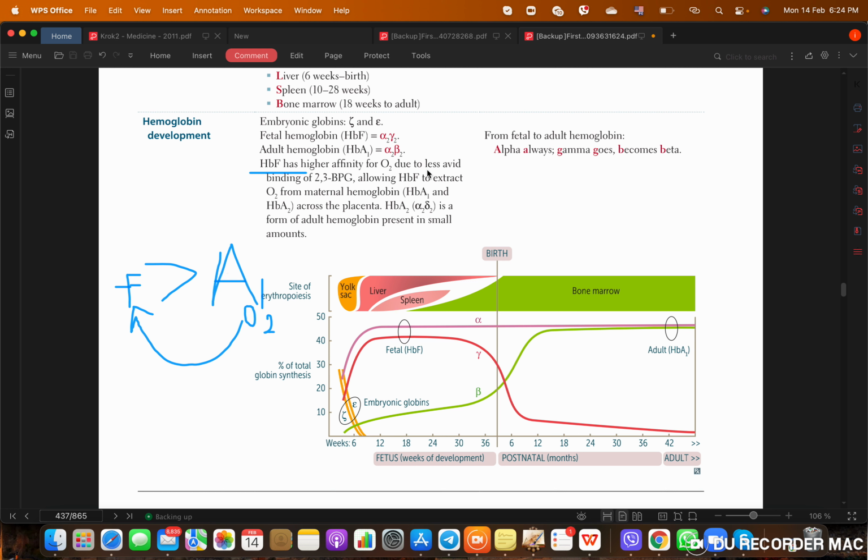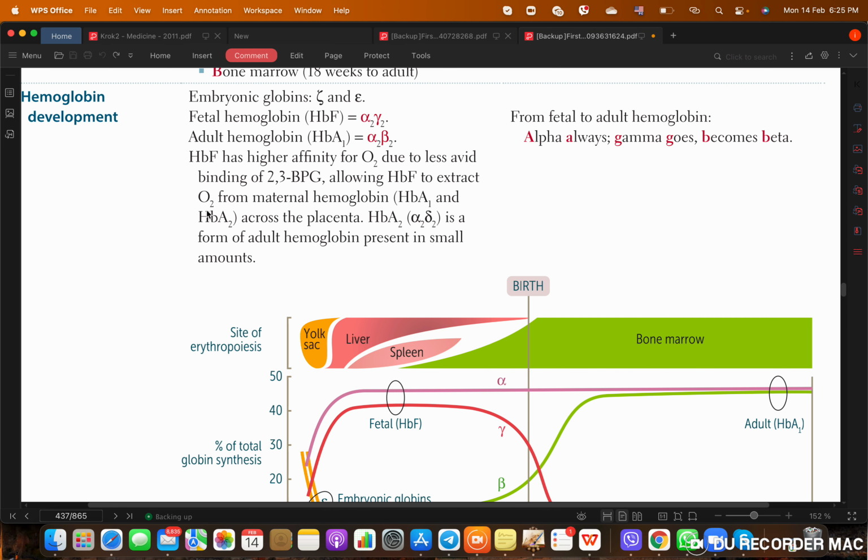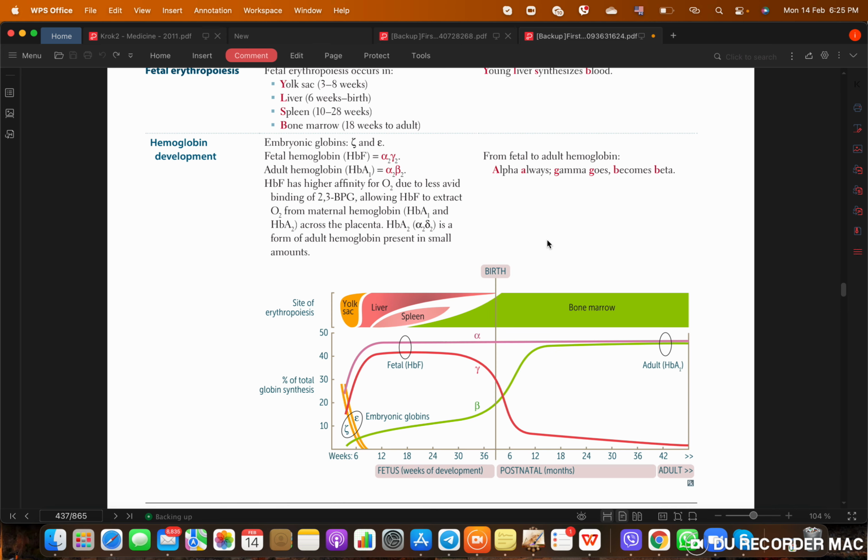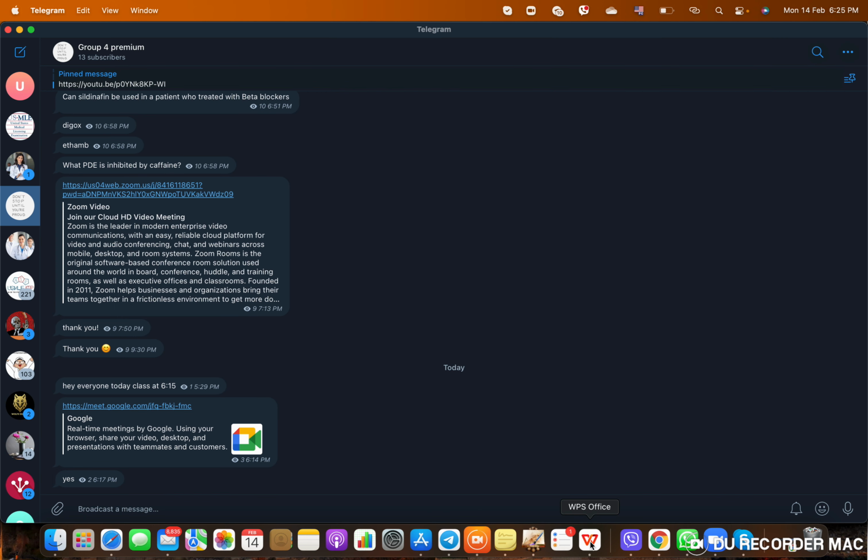And that is due to a less avid binding of something called 2,3-BPG. The lesser the binding ability to the 2,3-BPG, the higher the affinity for oxygen. This is a concept we are going to learn a little bit later. But for now, what I want you to know: less binding to 2,3-BPG, the higher the affinity of hemoglobin to the O2. That allows the hemoglobin F to extract the O2 from maternal hemoglobin, like hemoglobin A1 and A2, across the placenta. So it helps the baby to steal the O2 from his mother.